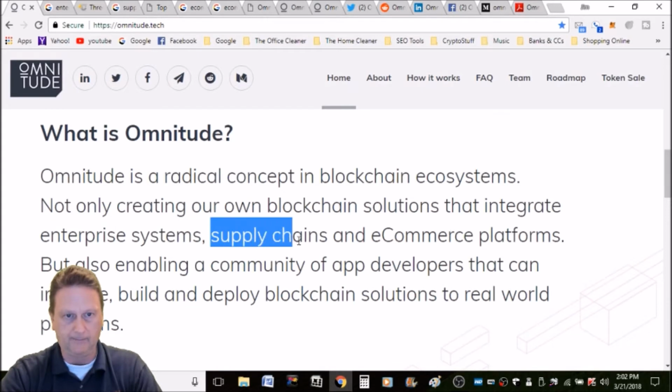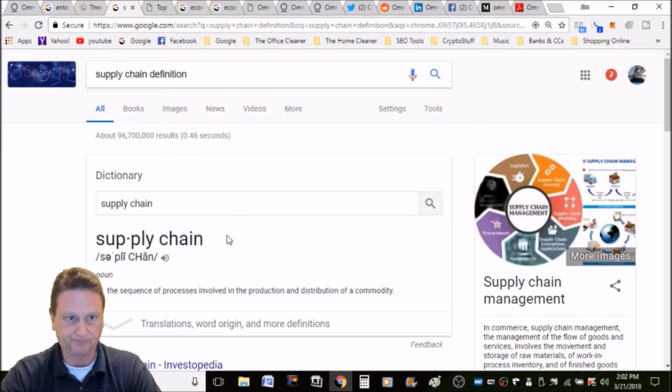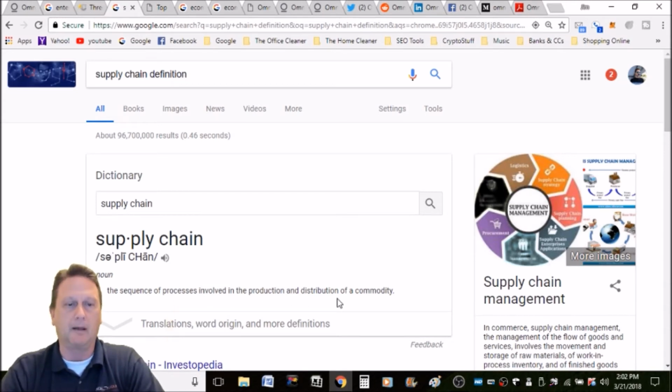The second thing is going to be supply chains. So what are supply chains? Supply chains: the sequence of processes involved in the production and distribution of a commodity. So what does that mean? That's very simple. It's just any business that produces something and then distributes it out to either retail stores or restaurants or wherever. That's a supply chain. Most of the larger companies have their own supply chain.